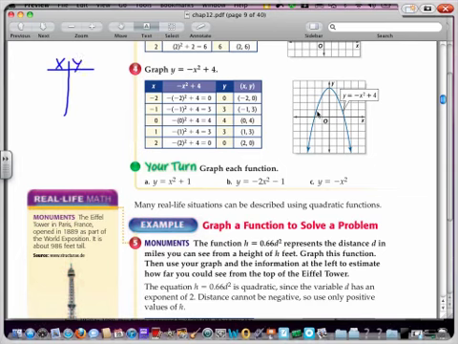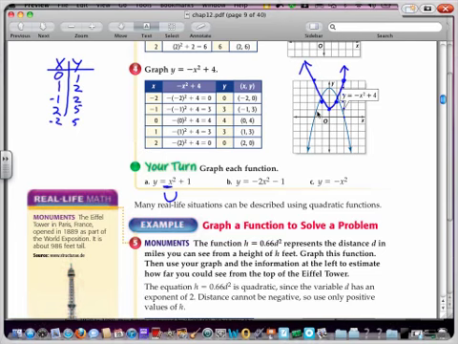First one, x, y, 0, 1, 1, 2, negative 1, 2, 2, 5, and negative 2, 5 would be our graph. So if I were to graph that, I would get 0, 1. Now remember, positive number, graph's going to look like this. Make sure you think that way. 1, 2, negative 1, 2, and 2, 5. 1, 2, 3, 4, 5, and negative 2, 5. So this graph is going to look like this. Okay, so it should look like that.